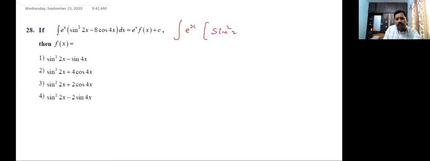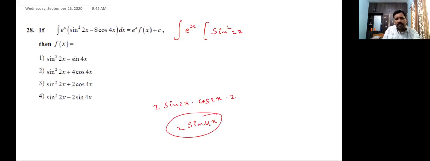What is the differentiation of sine square 2x? 2 sine 2x, internal derivative cos 2x, again internal derivative 2 will come. That means this is 2 into 2 sine 2x cos 2x, which we can write as sine 4x. The derivative of sine square 2x is 2 sine 4x. That value is not there.